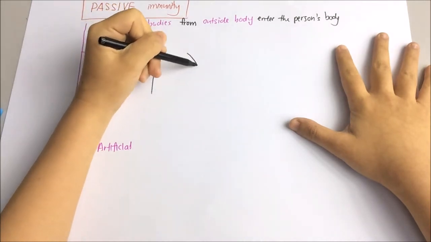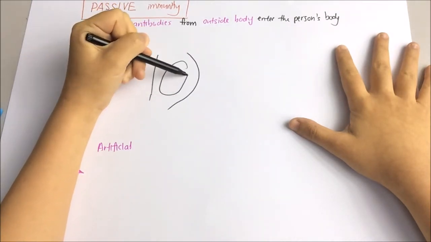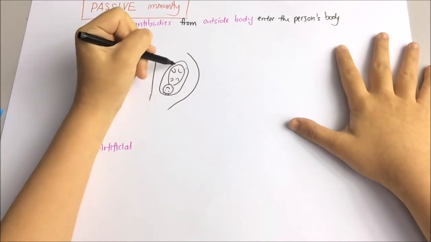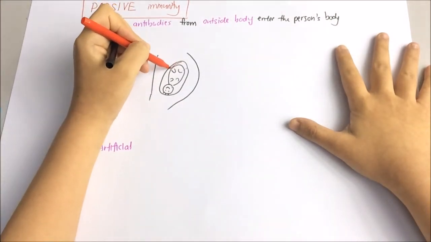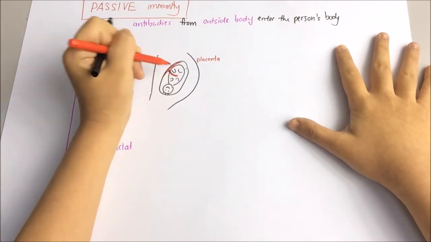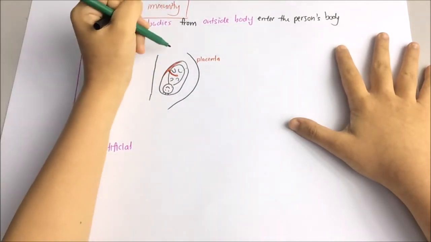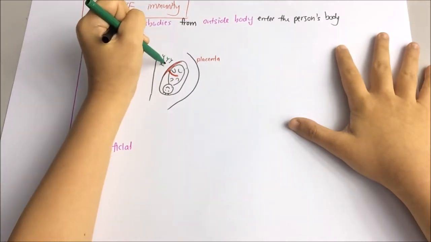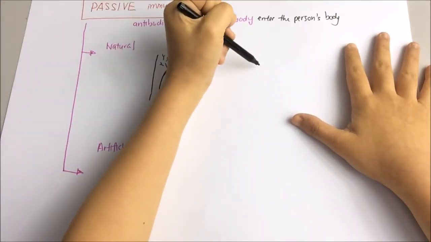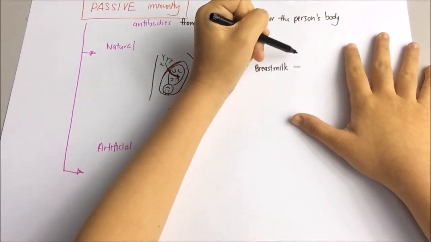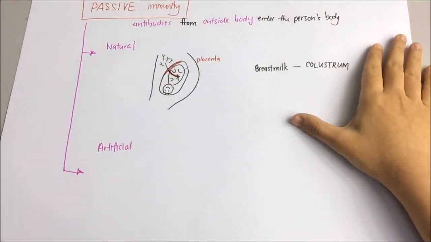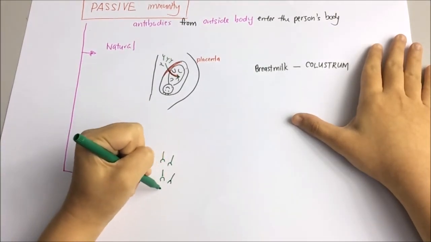An example of naturally acquired passive immunity is the antibodies a mother passes to her infant through the placenta during pregnancy. Another example is the antibodies in the mother's first breast milk, known as colostrum. This immunity will protect babies from getting diseases in the first few months of life.